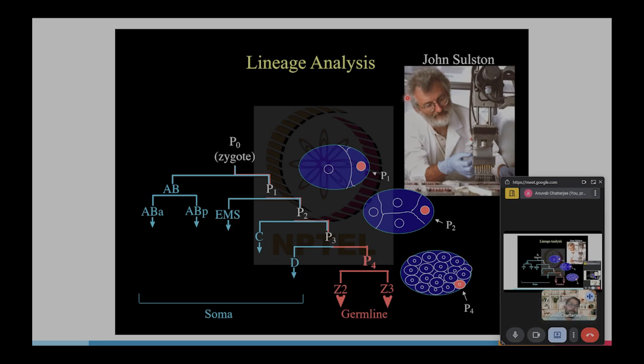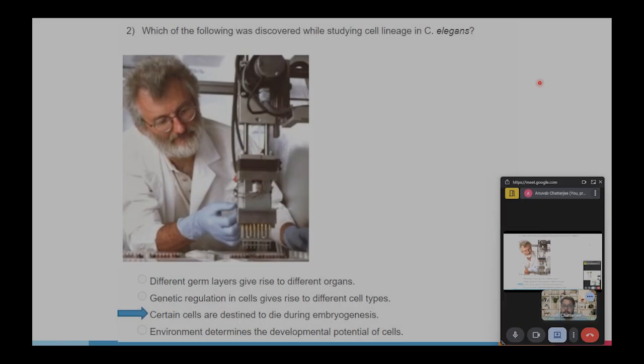But in other organisms such as bats, the interdigital mesenchyme does not die off and instead forms the wing of the bat. So apoptosis is something that was discovered in nematodes and occurs throughout development in many organisms, and it is not specific to just nematodes. This is what John Sulston figured out during his study of cell lineages in C. elegans. So the correct option is: certain cells are destined to die during embryogenesis.